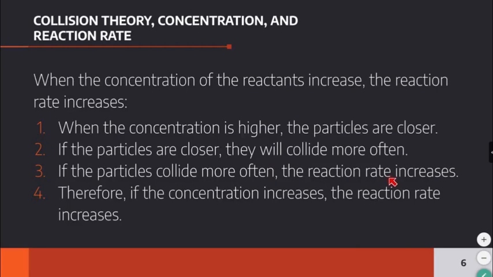Remember, that was what collision theory says. Therefore, if the concentration increases, the reaction rate increases. We can now explain why increasing concentration increases reaction rate. If I pack my particles close together, the concentration's higher, and they're going to collide more often. If they collide more often, they're more likely to react, and so the reaction rate increases.